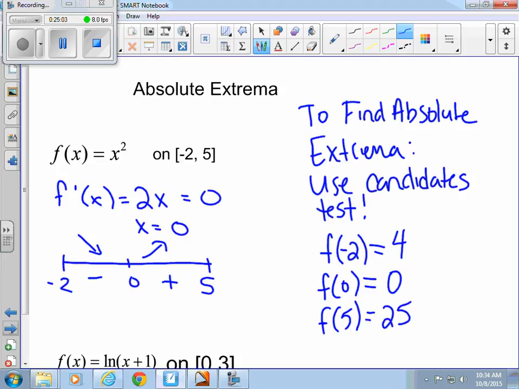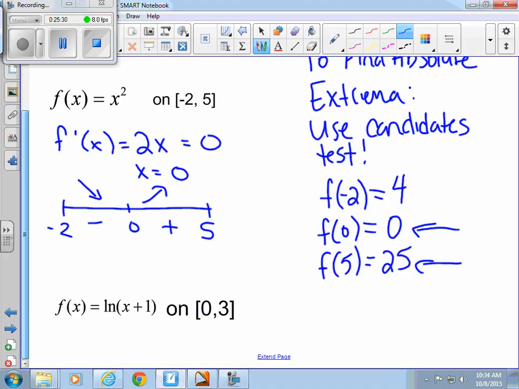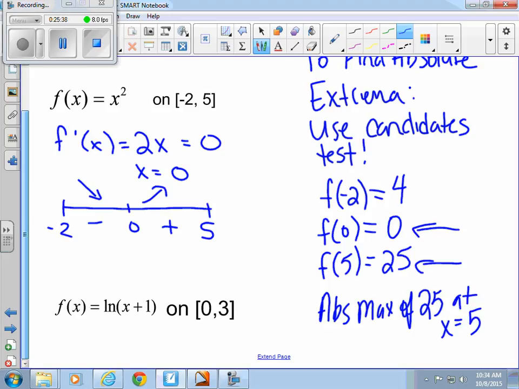So what is the absolute maximum? 25. What is the absolute minimum? The absolute minimum is 0 at x equals 0. So I have an absolute max of 25 at x equals 5. Absolute min of 0 at x equals 0.